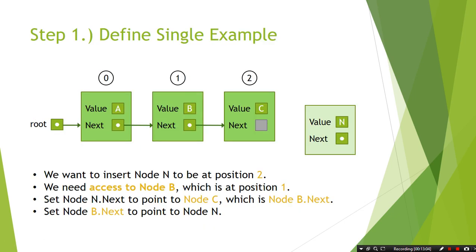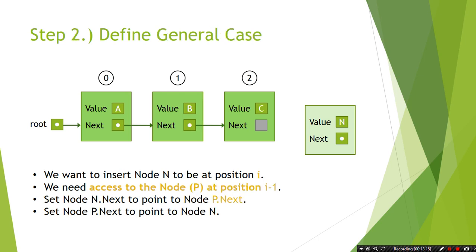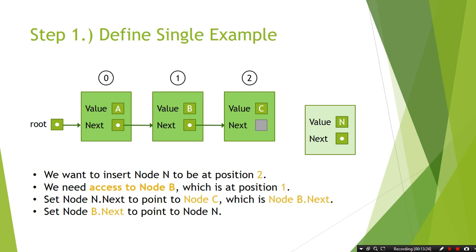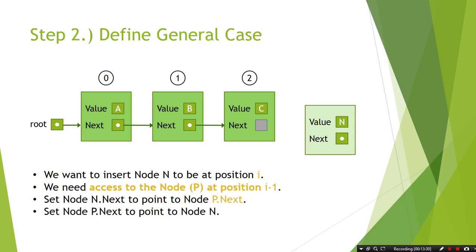So the second step that you want to take when analyzing an algorithm like this is to identify the general case, because we don't always want to insert a node at position 2. We want to insert the node at position I. So as I go back and forth between these, look how I'm not really doing anything except changing the wording to be generic instead of referring to position 2, position 1. So we define the general case. This is the most important part in defining the algorithm. This is basically the algorithm, okay? The general case is the algorithm.